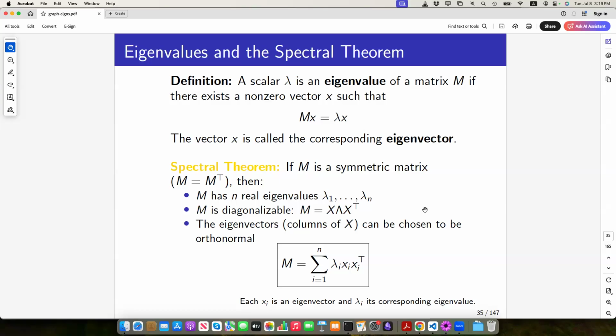You can diagonalize the matrix using the eigenvectors and the eigenvalues. So M is equal to X lambda X transpose. You can also express this multiplication as the sum of n rank 1 matrices: x_i times x_i transpose. This is a vector times a vector, so it has dimensions n times 1 and 1 times n. So x_i times x_i transpose is a square matrix, and because x_i is a vector, it has rank 1. So you can decompose your matrix M into the sum of rank 1 matrices.